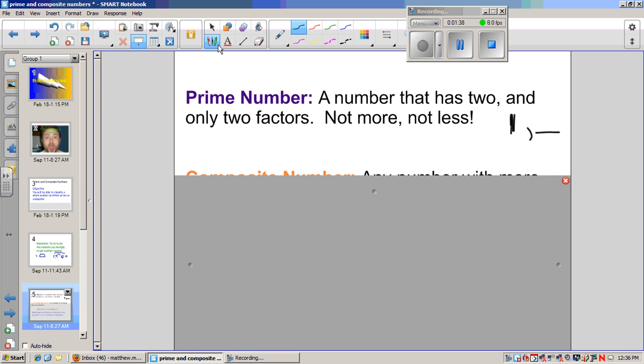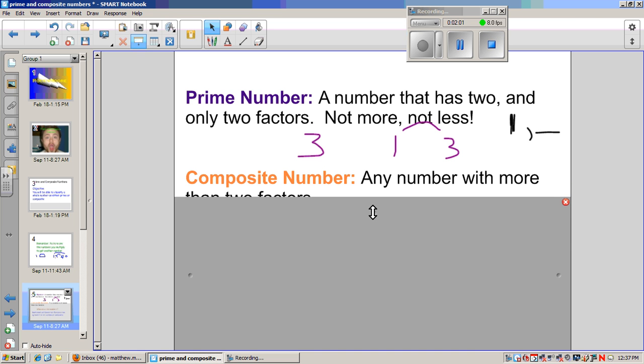An example of that would be the number 3. If we were to create a rainbow for the number 3, the only numbers we could use would be 1 and 3, because 1 times 3 is 3. No other whole numbers can be multiplied to create 3. So you see there are 2 factors. One of them is 1, and one of them is the number 3.